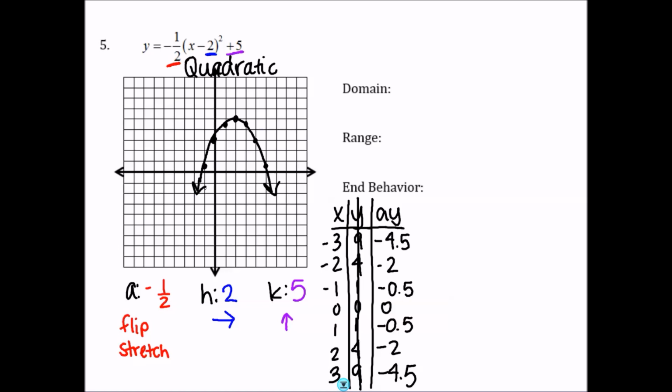Now, let's write the domain and range for this graph. The domain of quadratics is always negative infinity to infinity, or all real numbers. Even though we've shifted this graph and flipped it upside down, it will still continue on the left side to go all the way to negative infinity, and on the right side it will go all the way over to positive infinity.